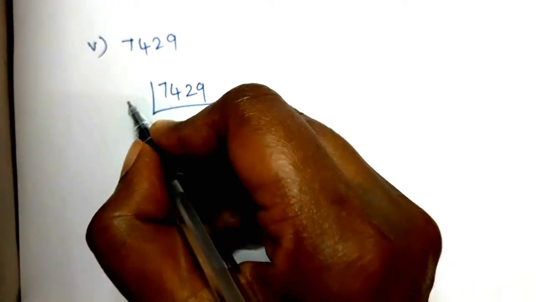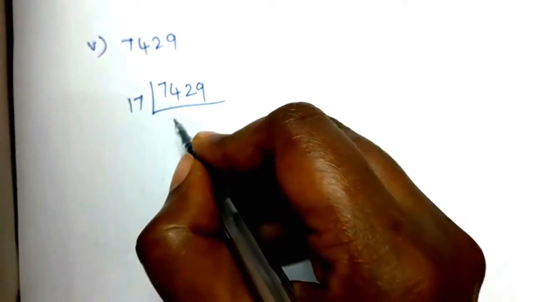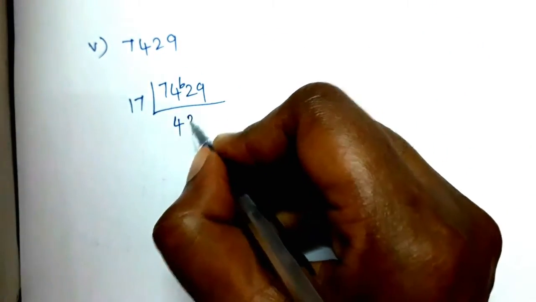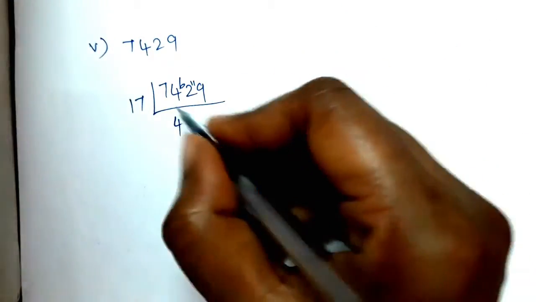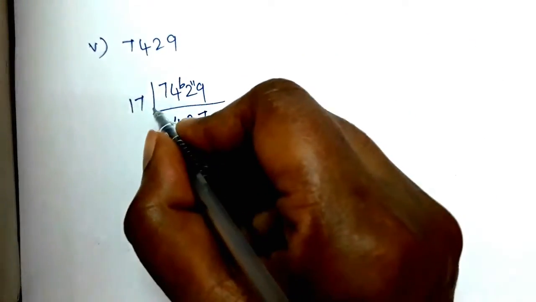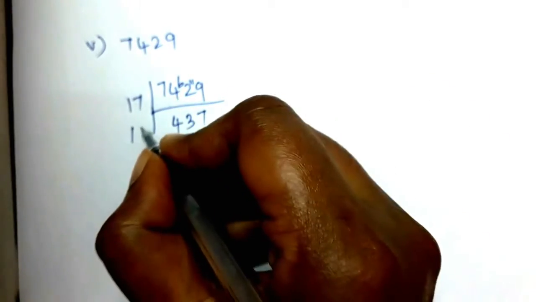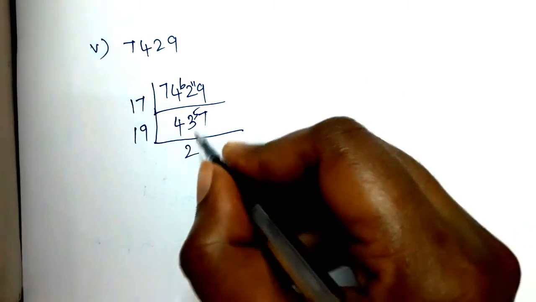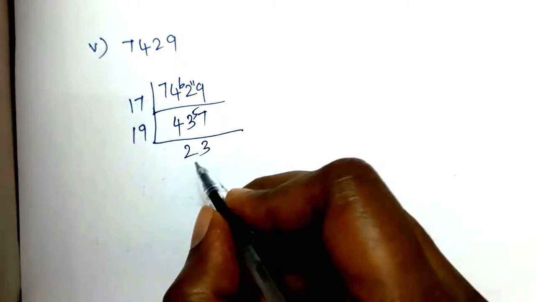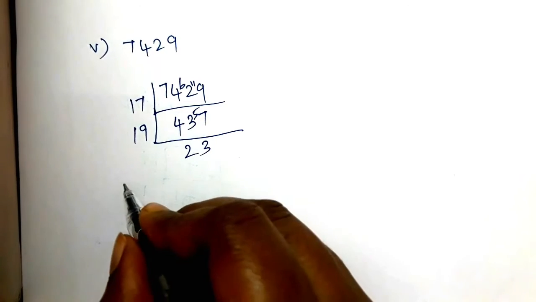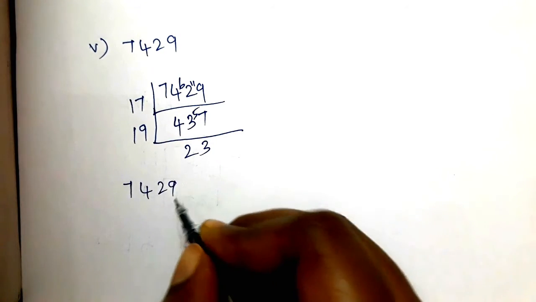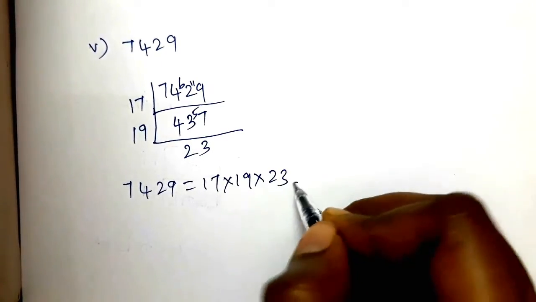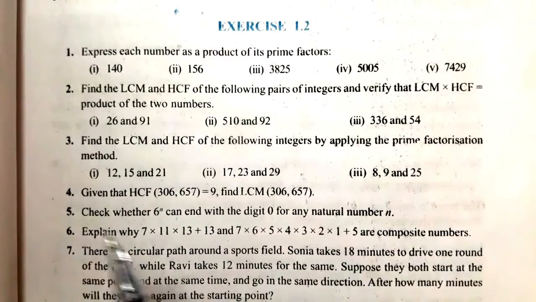Next it goes by 17. 4 17s are 68, remaining 6, 3 17s are 51, remaining 11, 7 17s are 119. Next it goes by 19: 2 19s are 38, remaining 5, 3 19s are 57. So now this is a prime number, so stop the process here. 7429 equals 17 into 19 into 23. Now move on to the next question.